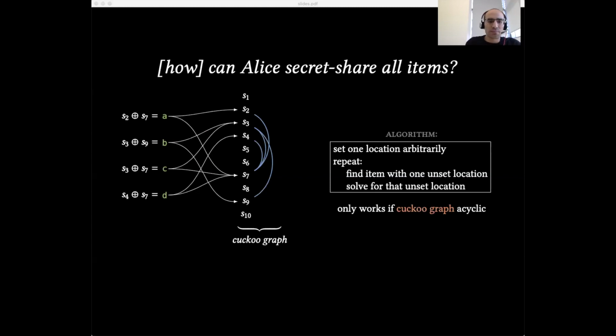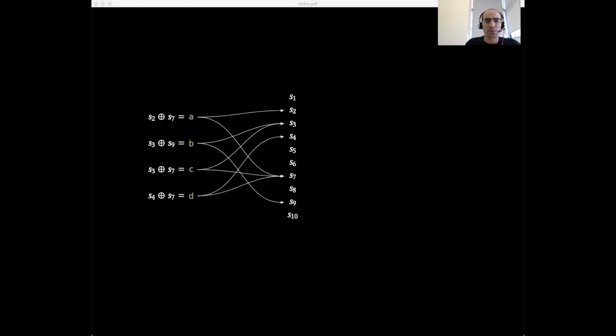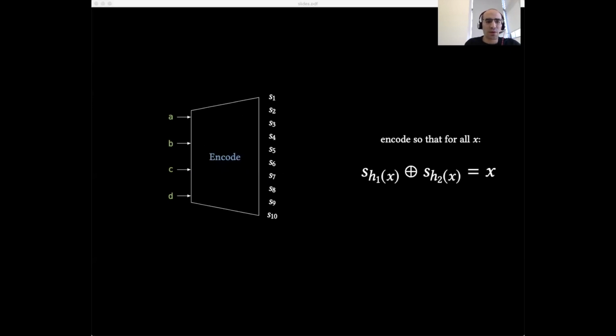To solve this problem, we'll look at the problem of solving these linear constraints in a more abstract way. Specifically, we look at it as an encoding problem. We have a set of items. Each of them has some constraint that we want to satisfy by an XOR operation, such that all positions, specifically here we have only two positions. So the positions associated with item X, which are the values SH1 of X and SH2 of X, the XOR of them should be equal to X.